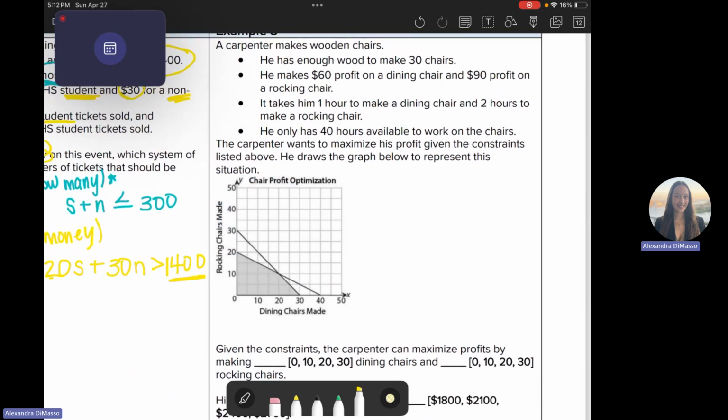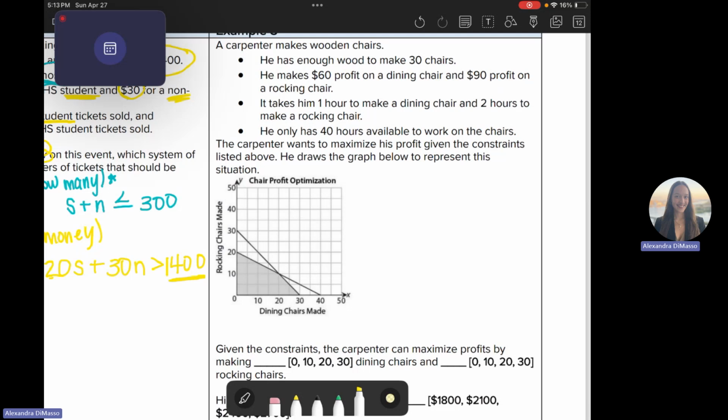Okay, a carpenter makes wooden chairs. He has enough wood to make 30 chairs. He makes $60 profit on a dining chair, $90 profit on a rocking chair. It takes him 1 hour to make a dining chair and 2 hours to make a rocking chair. He has only 40 hours available to work on the chairs. He wants to maximize his profit given the constraints listed. He draws the graph below to represent his situation.